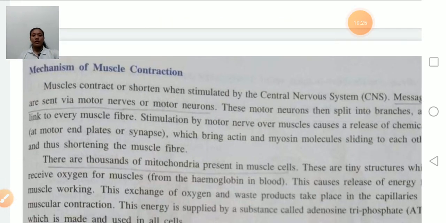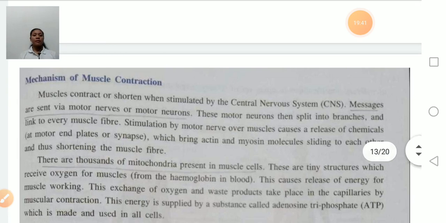Mechanism of muscular contraction: how does the muscle contract? How is muscular movement possible? Muscles contract or shorten when stimulated by the central nervous system. First, messages are sent via motor nerves or motor neurons to the muscle. Then the motor neuron splits into many branches, and each branch is attached to each and every muscle fiber.